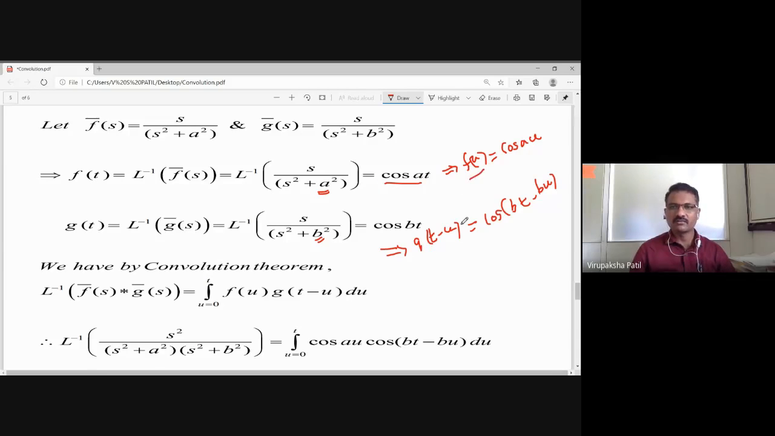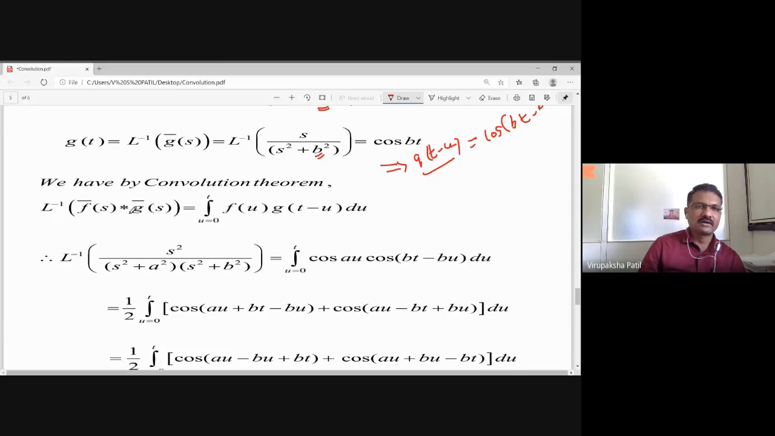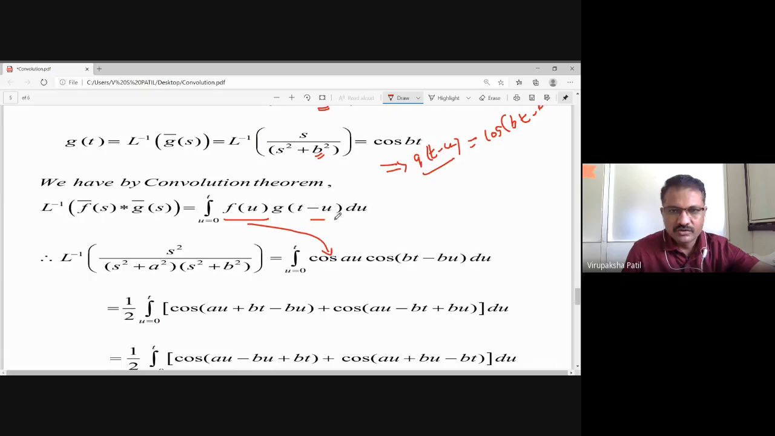Now you got your f of u, you got your g of t minus u. Therefore, according to the convolution theorem, L inverse of f bar s into g bar s is equal to the integration u is equal to 0 to t of f of u into g of t minus u. So substituting the values, L inverse of s square divided by (s square plus a square) into (s square plus b square) is equal to integration u is equal to 0 to t, f of u is cos au, g of t minus u is cos of bt minus bu.